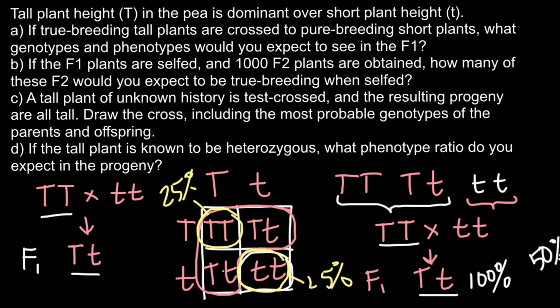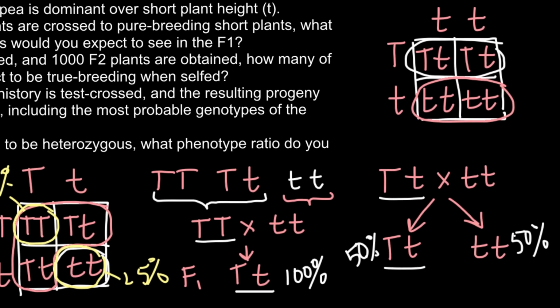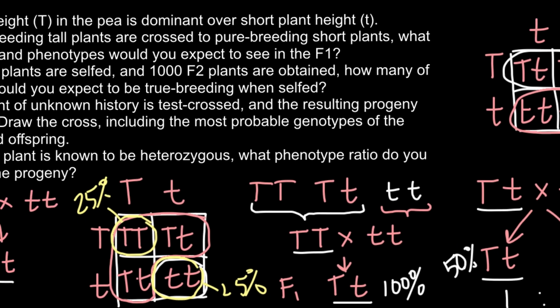Now let's return to our questions. Question D: if the tall plant is known to be heterozygous, what phenotype ratio do you expect in the progeny? We already gave an answer to this question. We expect that 50% are going to be tall if the tall plant is heterozygous, and 50% are going to be short, or a ratio of 1 to 1. This is the answer to question D.